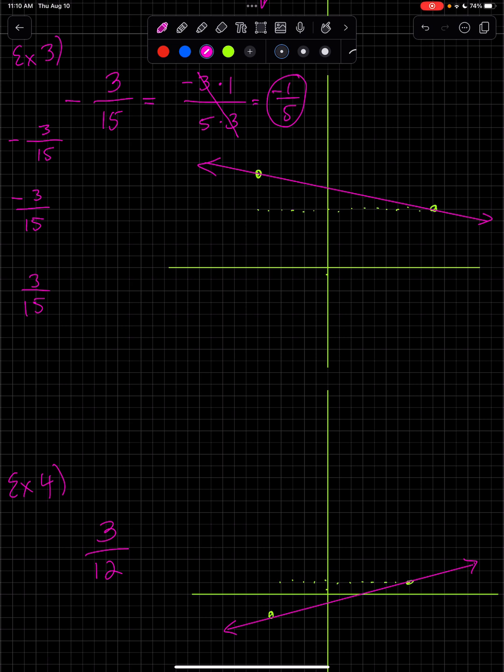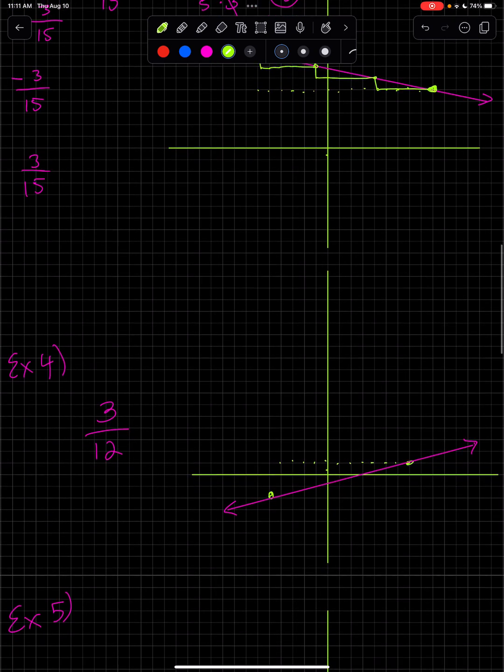And so we can always check it graphically. Down 1, right 1, 2, 3, 4, 5. Do it again. Down 1, right 1, 2, 3, 4, 5. Do it again. Down 1, right 1, 2, 3, 4, 5. So it perfectly lands on our line. So we still have the equivalent slope. We have the equivalent fraction. We've just reduced it as much as possible. We found that greatest common factor.